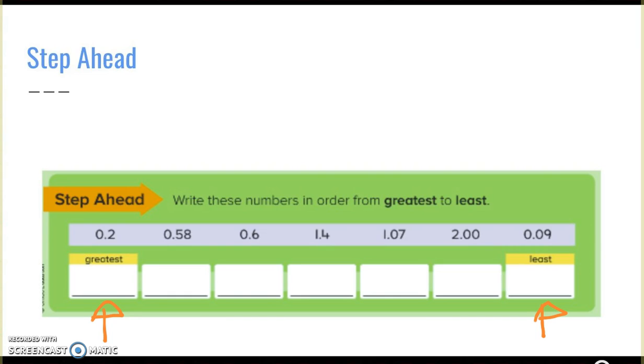Now go ahead and complete lesson 8.8 in your stepping stones.